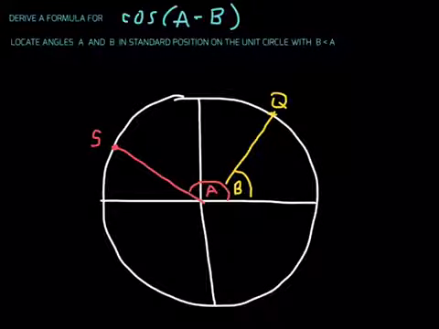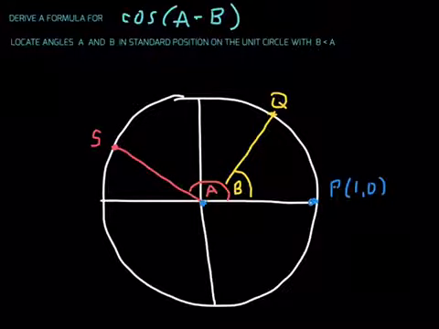Also, since this is a unit circle, let's call this point P. We know on the unit circle that the coordinates for point P are 1, 0. And let's call the point at the origin O. The next thing I want us to do is find point R on the unit circle such that the angle POR equals the difference between angles A and B. Let's see if I can draw this for you. So locate point R on the unit circle. It'll probably be somewhere over here.